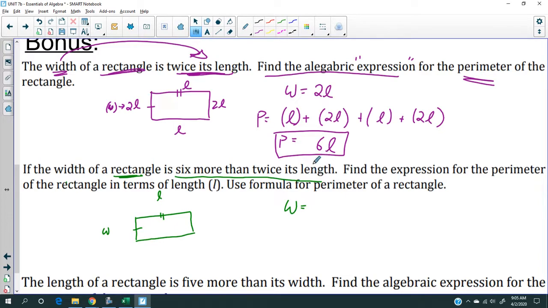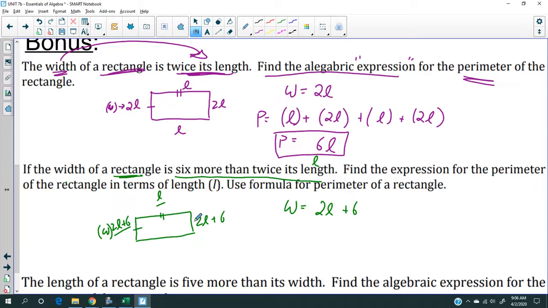If L stands for length, how do you write that the width is 6 more than twice its length? Remember the game of bingo that we did? How do you write 6 more than twice a number? Yeah, 2L plus 6. So that means this guy again is 2L plus 6. And this guy is just L, right? So that means that's 2L plus 6, right?